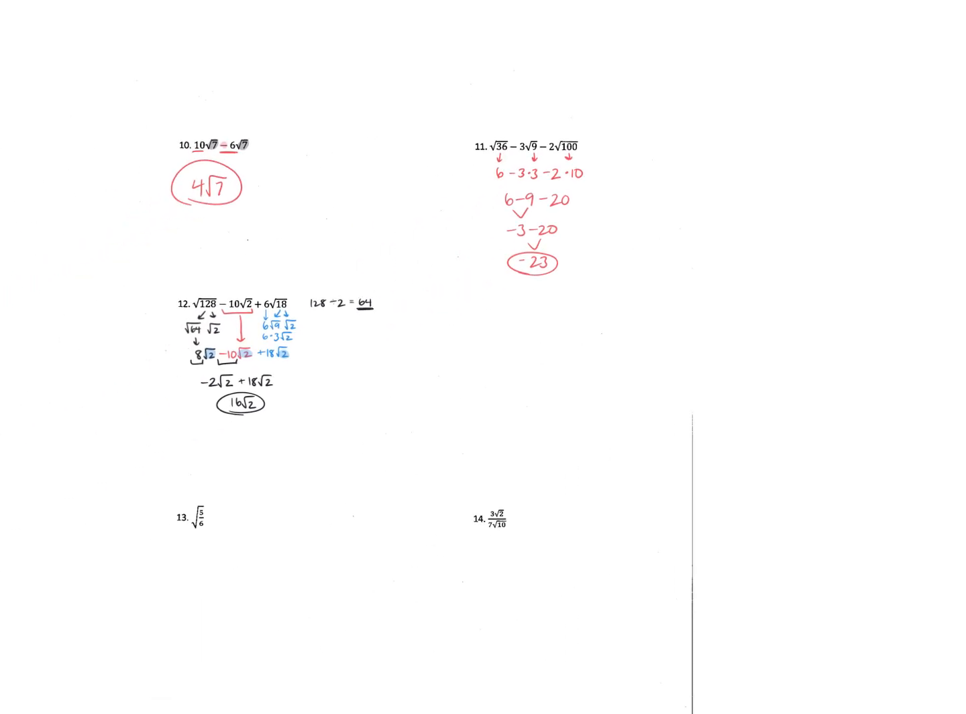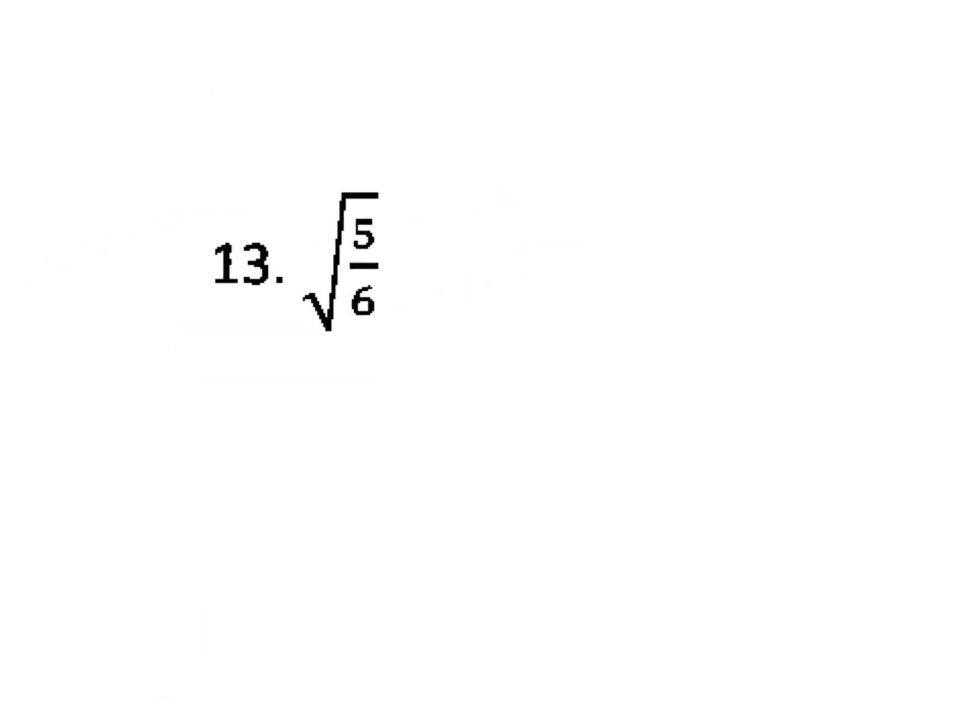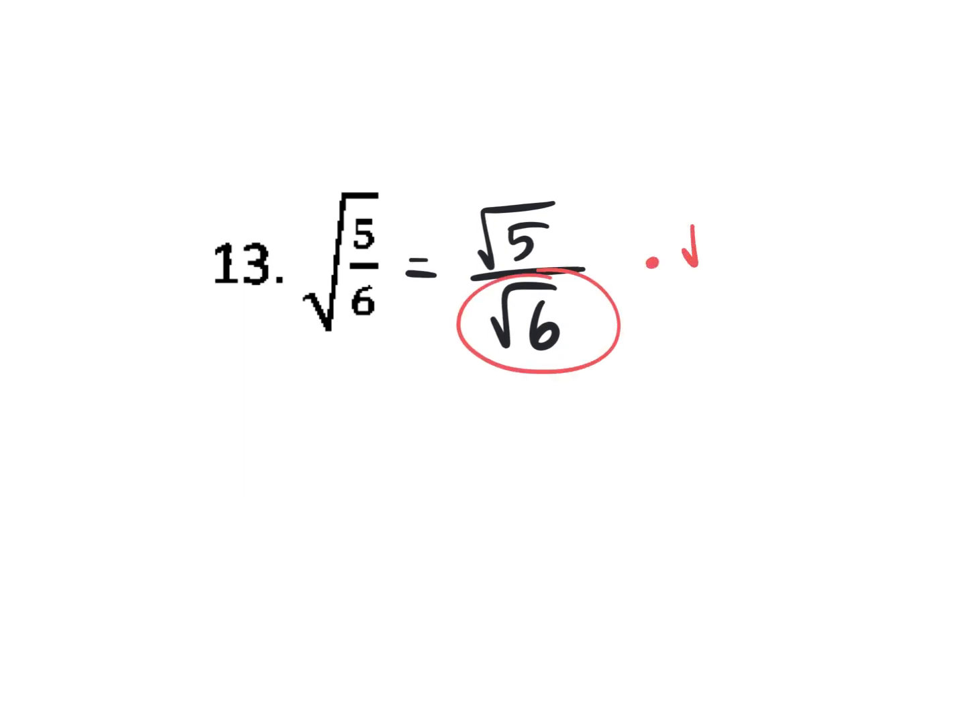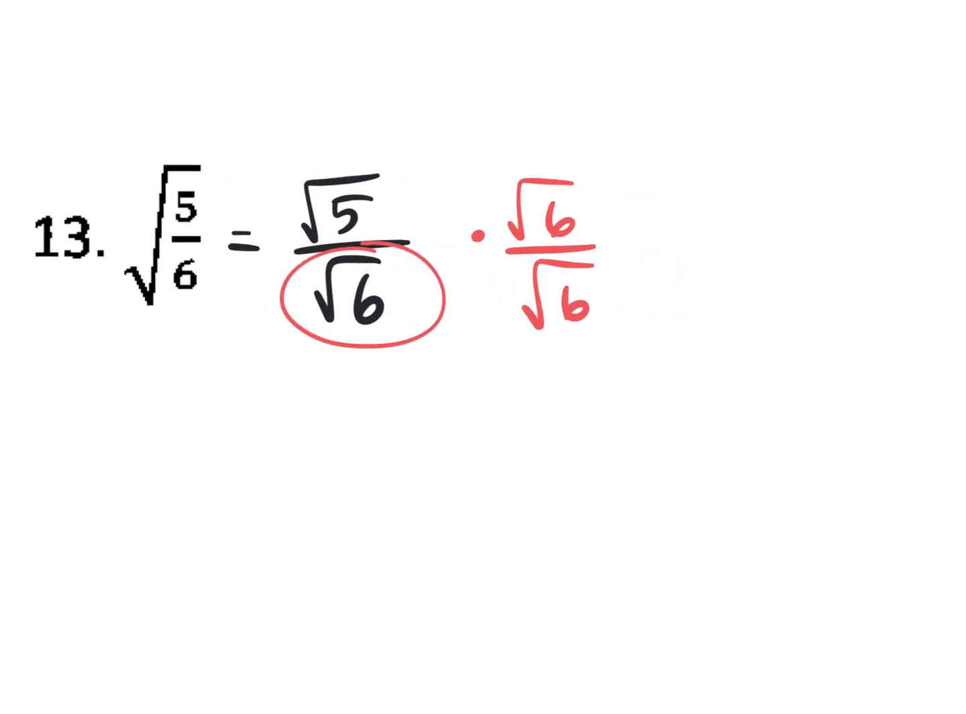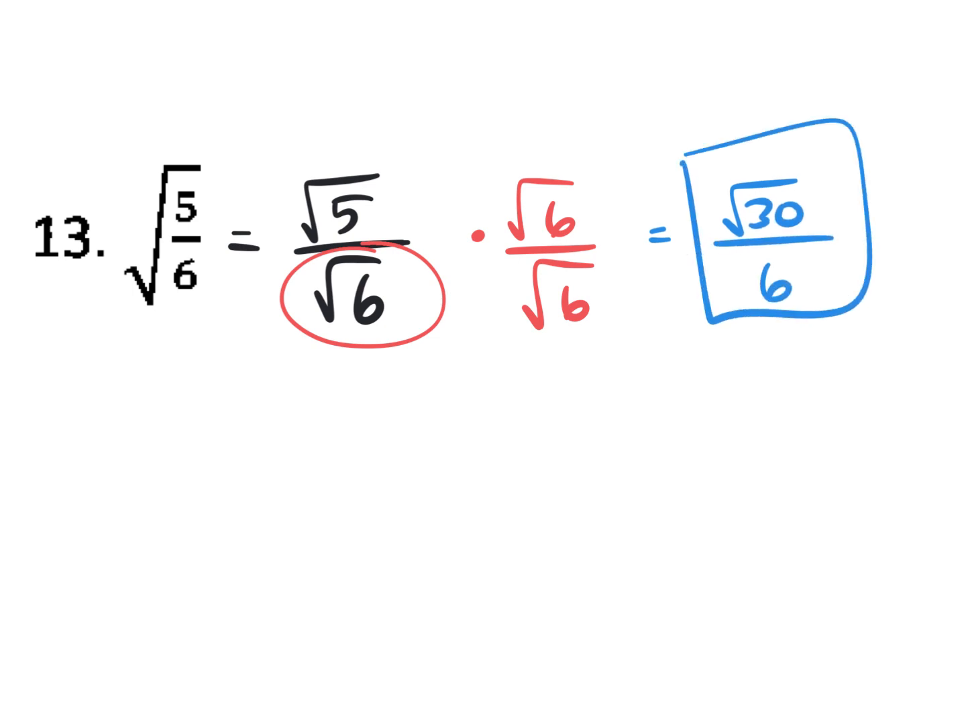Number 13. Okay, I've got a fraction here, and this is the same thing as the square root of 5 divided by the square root of 6. So I don't want there to be a square root in the denominator, so we need to multiply by the square root of 6 and the square root of 6. And when I multiply across, I get the square root of 30 on the top, and then I get 6 in the denominator, and that is your final answer. We can't simplify because this 6 does not have a square root around it.